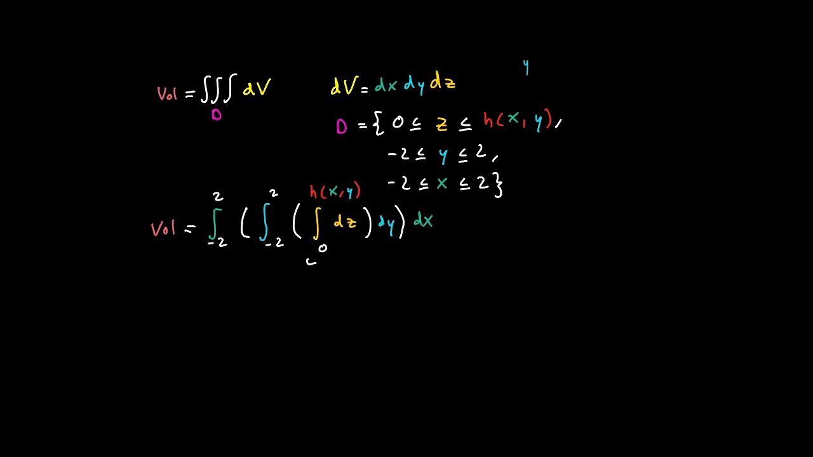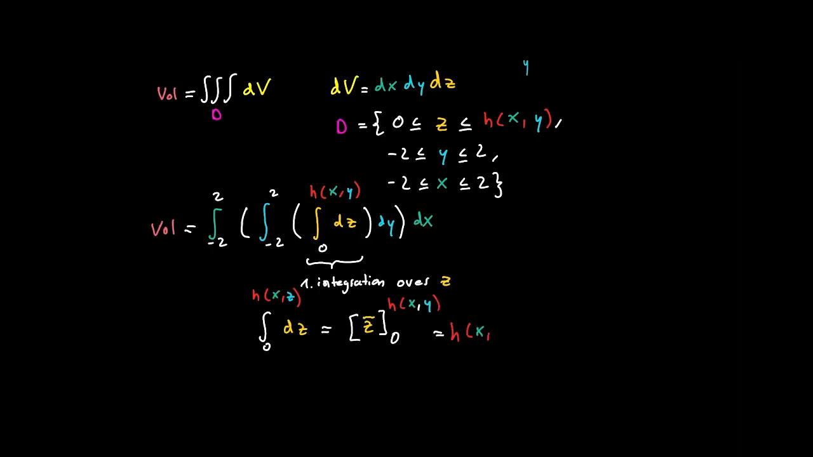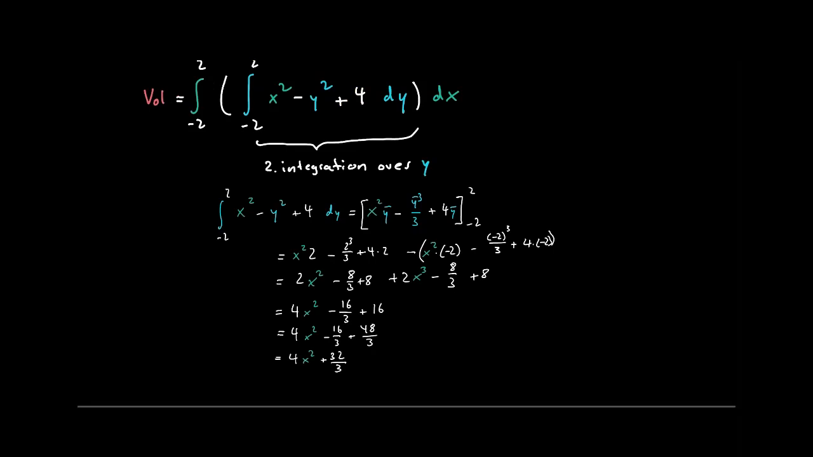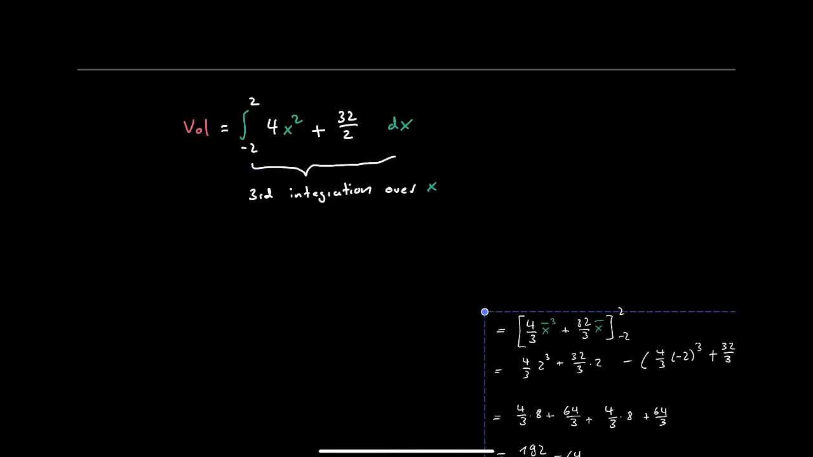Step 1, first integrate with respect to z from 0 to h of x and y. The result is z evaluated from 0 to h of x and y, which equals x squared minus y squared plus 4. Step 2, next, integrate with respect to y from -2 to 2. The result of this integral is 8x squared plus 64 thirds. Step 3, finally, integrate with respect to x from -2 to 2. The result of this final integral is 64.